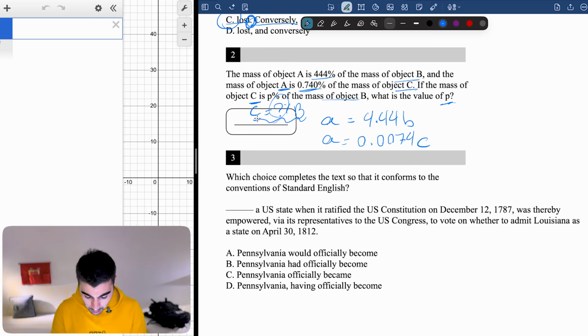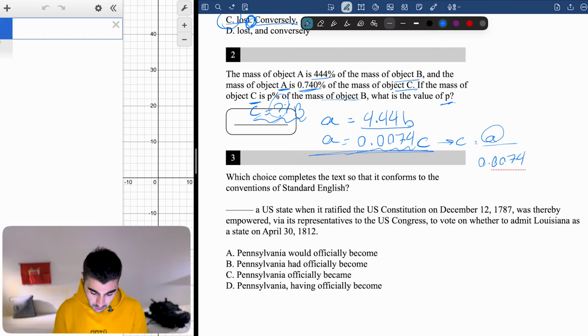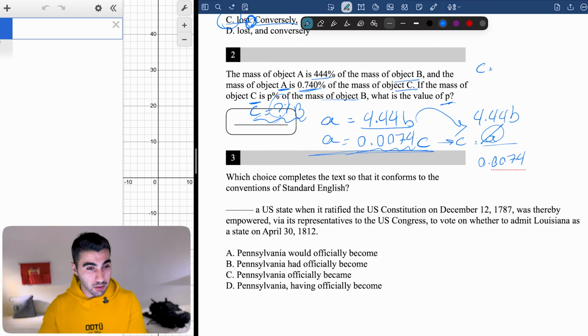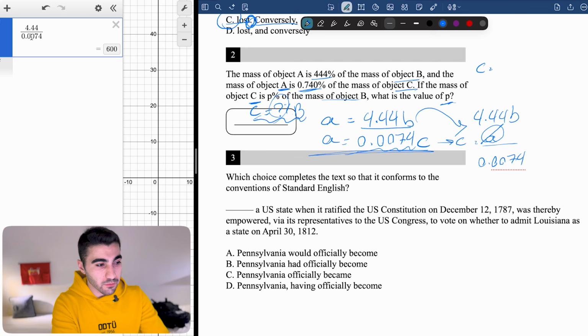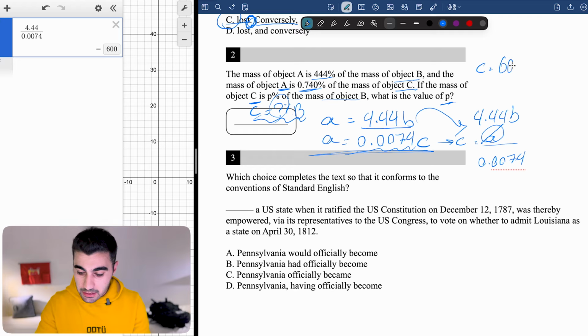So I need to isolate C. Here I'm going to divide both sides by this number to isolate C. So C is going to be equal to A over 0.0074, right? And what is A? A is this much B, so I'm going to put 4.44 B here. So C equals, I'll just do that on Desmos, 4.44 divided by this number is going to give us 600. So C is equal to 600 B.